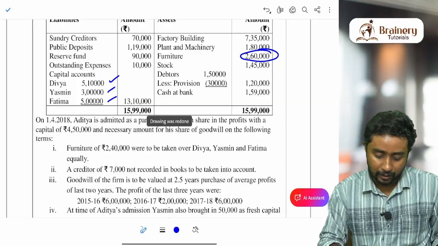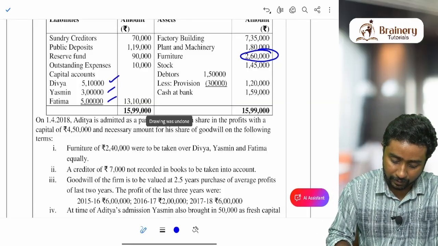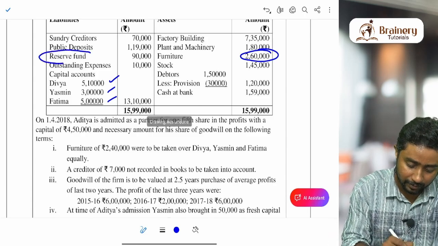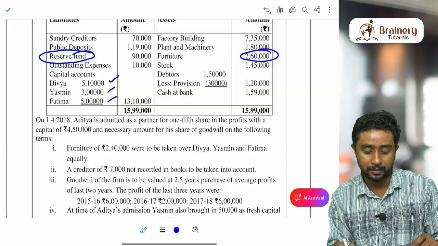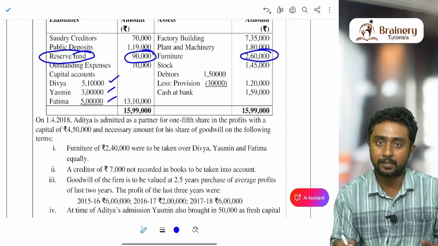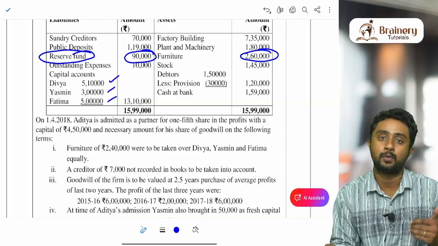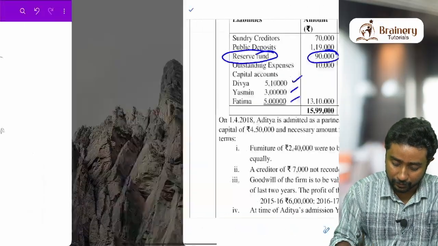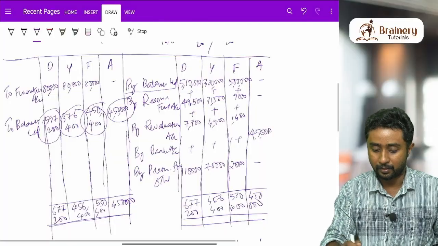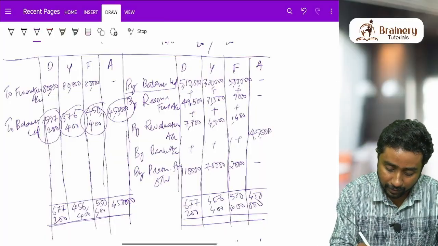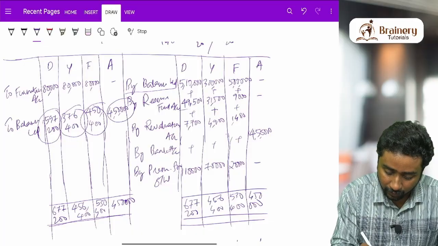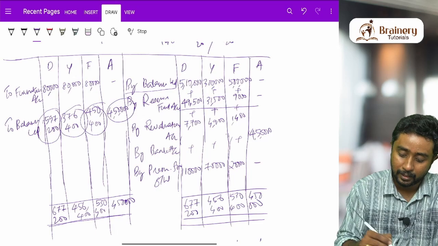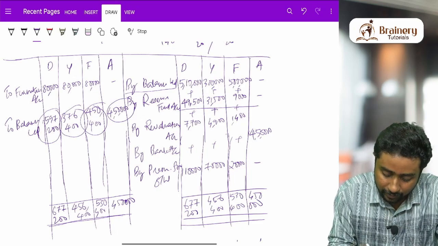Next thing you are supposed to do is write the old amounts. That means the reserves and all which we were talking about in the beginning of the question. Reserve 90,000 should be distributed to the partners who were there before the change that happened. So we are dividing this 90,000 in their old ratio, that means 11 is to 7 is to 2. When we divide this 90,000, you will get these amounts: 49,500, 31,500 and 9,000.